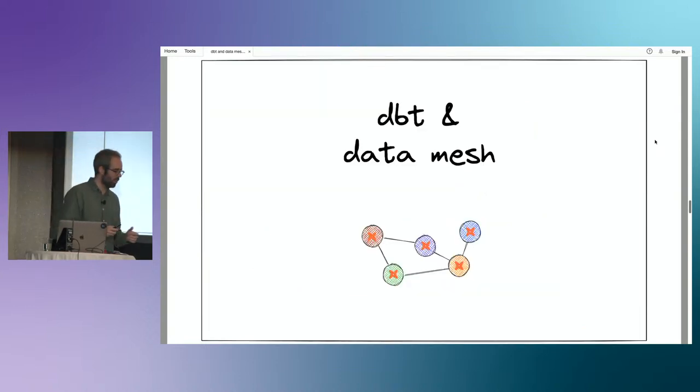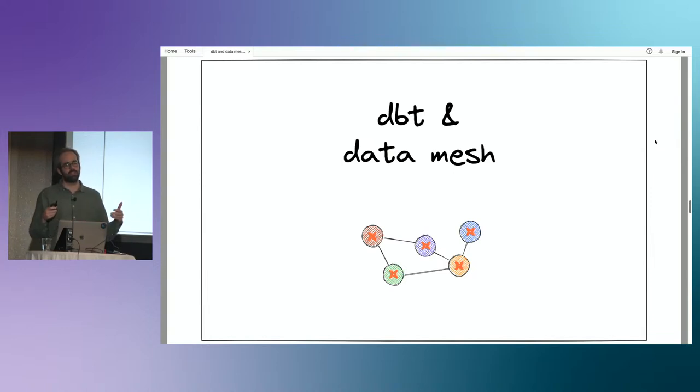Okay, so now I hope you got a little bit of a sense of what data mesh is. So now we're going to discuss why and how DBT and data mesh can work together. So the first part that I think is important to define here is that this is a way of operating data mesh together with DBT.